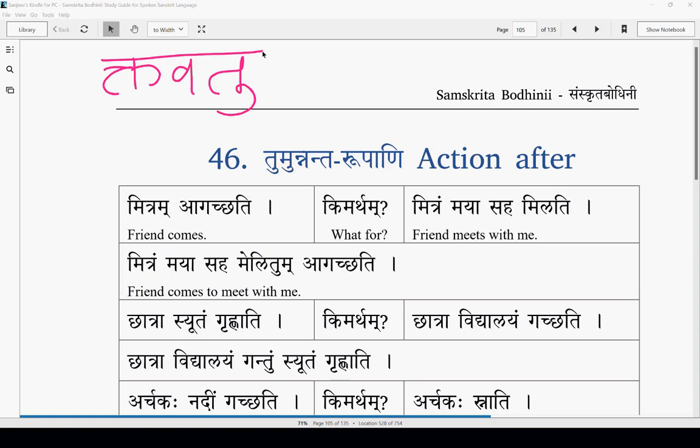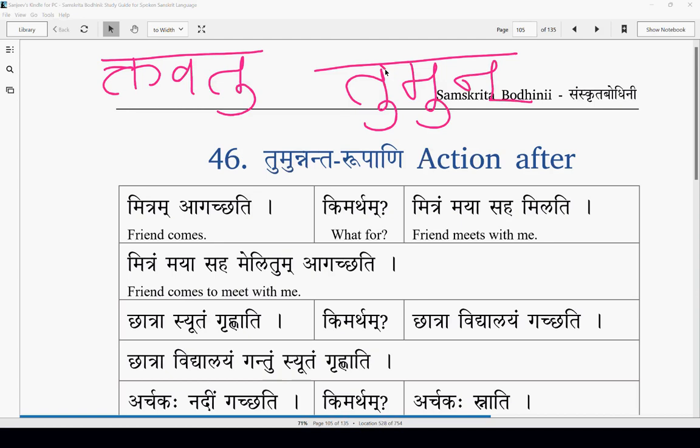Now we have another Krit Pratyaya called Tumun. When we add Tumun to a dhatu, then the resulting word also becomes Avyayam. Then the resulting word is called Tumunnanta Padam. Like we had Tvanta, Lyabanta, and Tumunnanta. Tumunnanta Rupani are forms. So this indicates action after. So Lyap and Ktva were indicating action before. Now this one is action after.